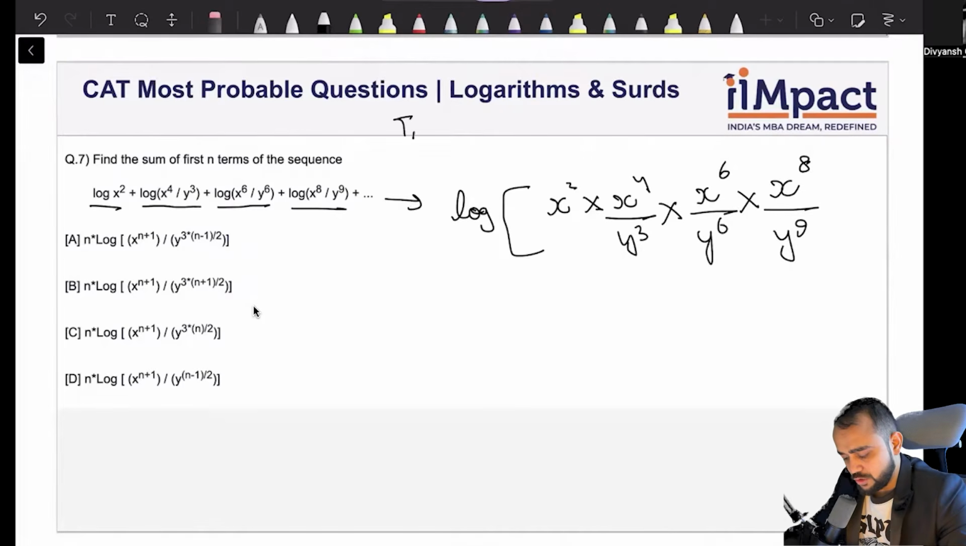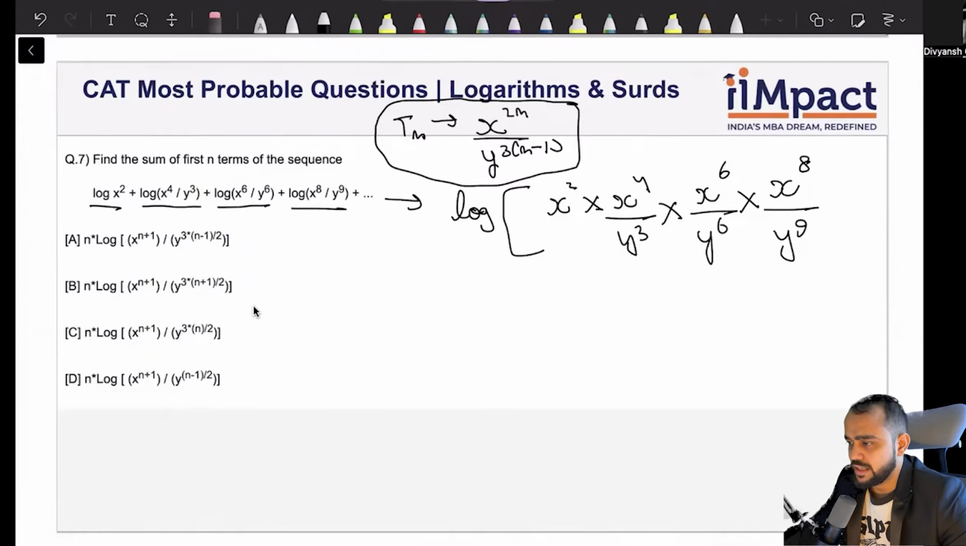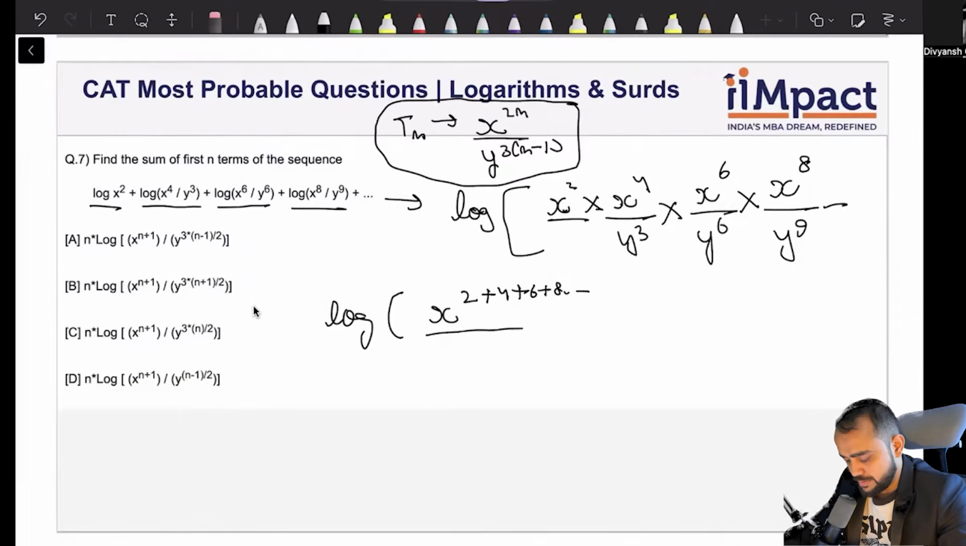The general term that you have inside log is what? X to the power 2n divided by y to the power 3 of n minus 1. This is the general term that I have. And that should make sense, right? Now the powers will get added if they are getting multiplied x square. So I will get log of x to the power 2 plus 4 plus 6 plus 8 and so on divided by y to the power 3 plus 6 plus 9 till 3 times n minus 1, and this is still 2 times n. This I figured through the term number.